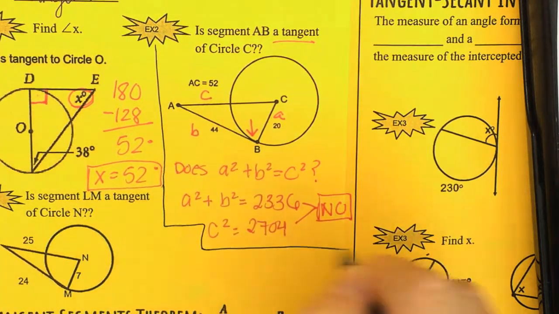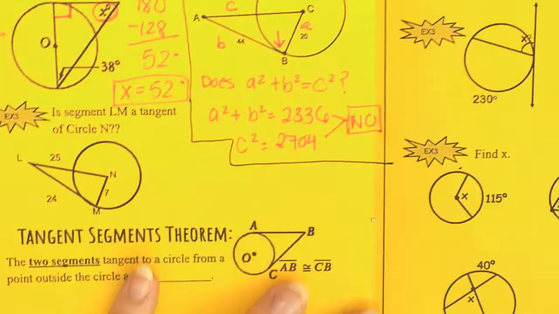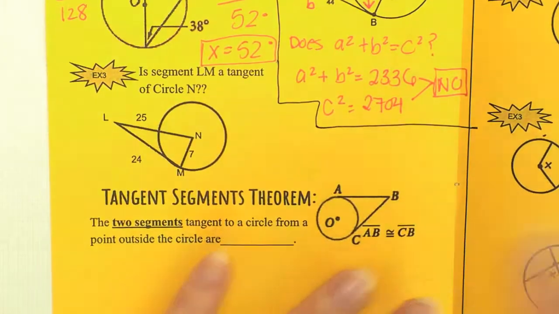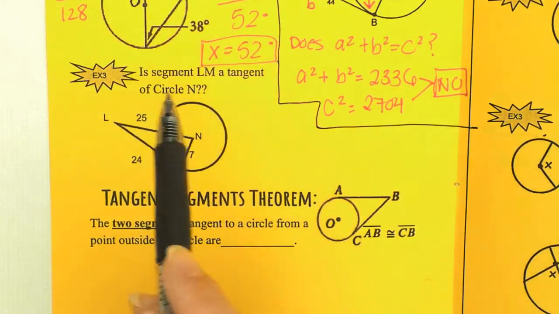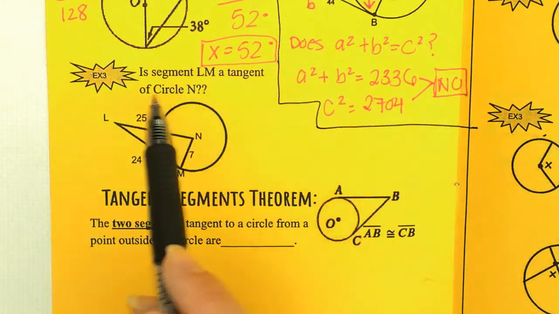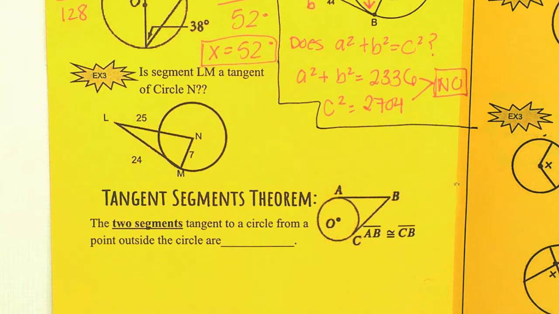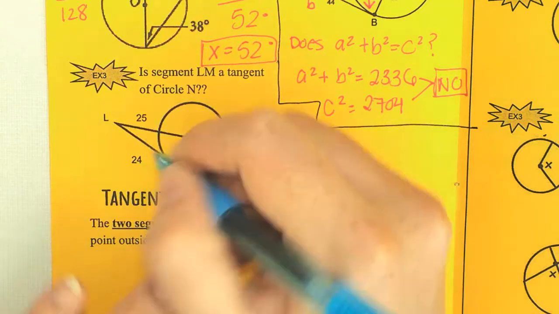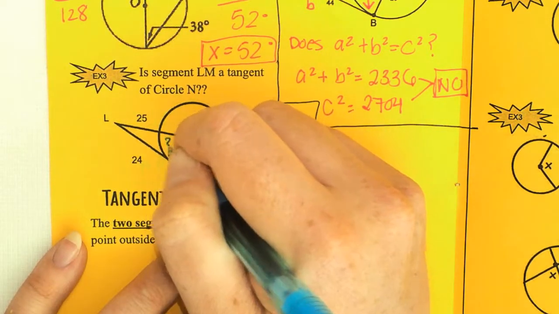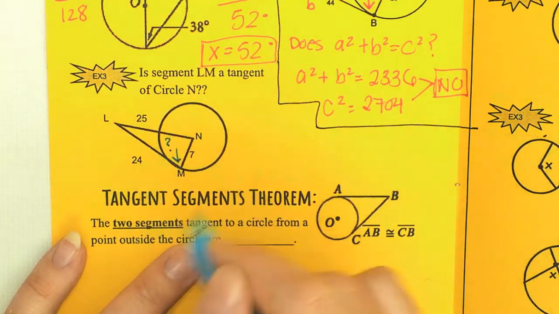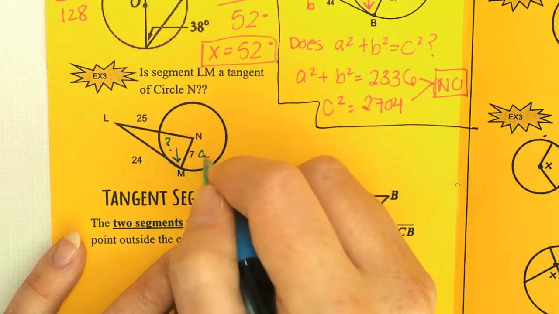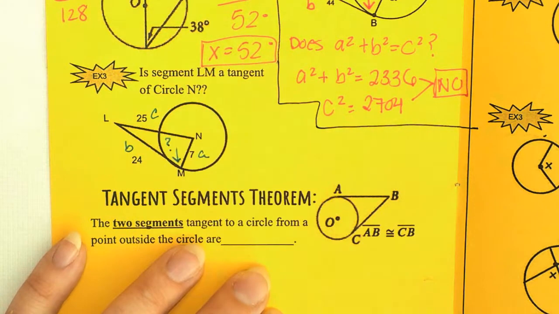All right, on the next example, we have another one, same kind of problem. Is segment LM a tangent of circle M? So it's asking, is this a right angle? If it's a right angle, then the a squared plus b squared will equal the c squared.